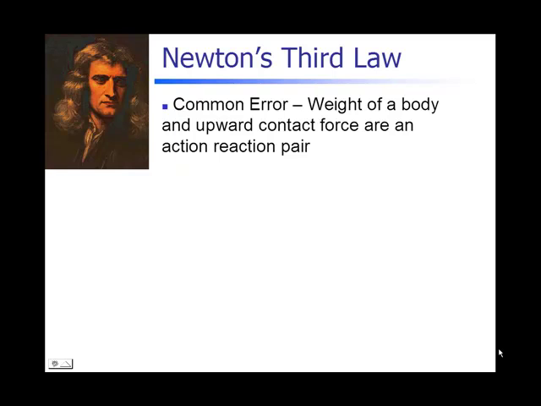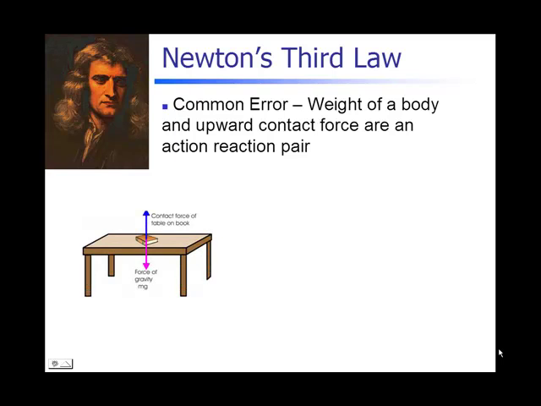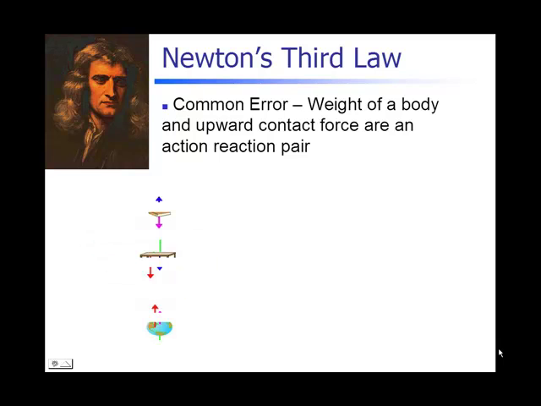Now one of the most common errors that students make is to assume that the weight of the body and the upward contact force that the body has with another object are an action reaction pair. For example, if you put a book on a table, students incorrectly assume that the contact force of the table on the book and the weight of the book are an action reaction pair. Now these are two different types of forces, so they are not going to be an action reaction pair.